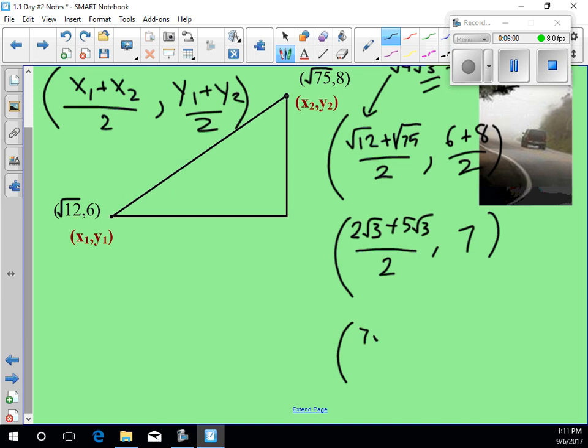That's not going to work out to be very pleasant. So here is our midpoint. 7 root 3 over 2, comma 7. This is not as aesthetically pleasing. Doesn't that just kind of feel yucky to you? Yeah, I don't like decimals along with radicals. Yeesh. Okay.